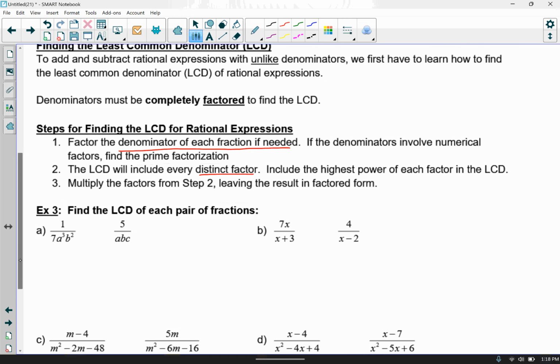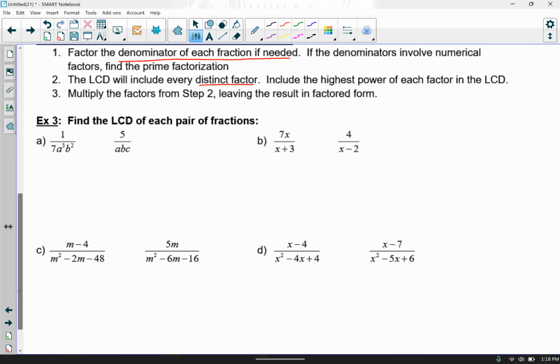So let's come down here and demonstrate. I'm going to do example 3. I'm going to do all 4 of these examples because each of them is unique in its own way, and I just want to give you some good practice getting your common denominator.